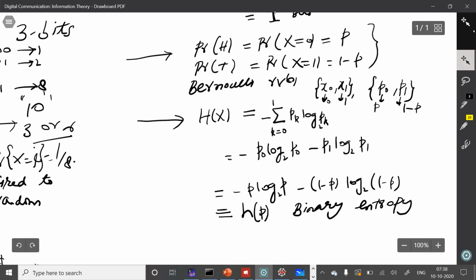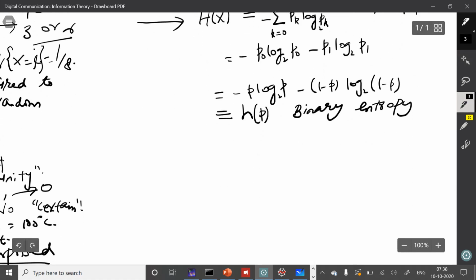It is mentioned separately because it has some interesting properties which provide some insights. So first of all, let's plot this binary entropy. Okay, we will plot it. So what we first of all find is h of 0.